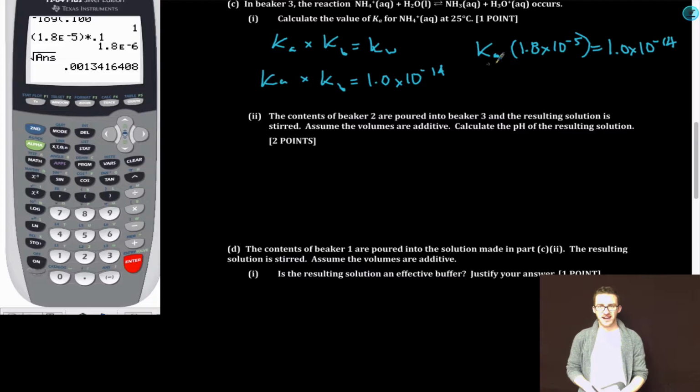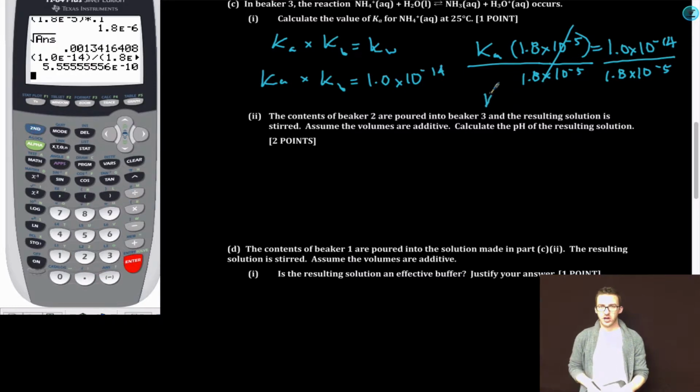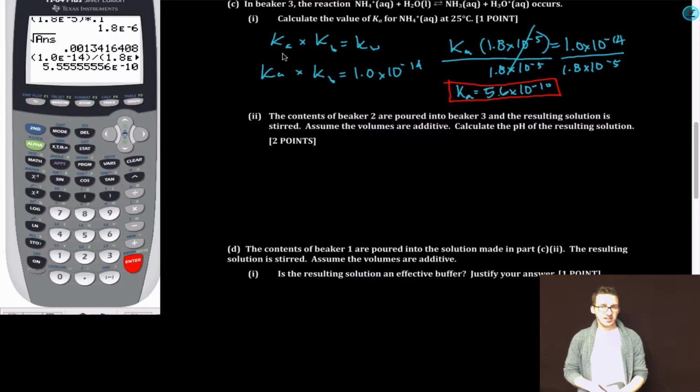Divide each side by our Kb. Jump to our calculator. Parentheses 1.0, second E, negative 14, close parentheses, divided by parentheses 1.8, second E, negative 5, close parentheses, answer. Ka equals 5.6 times 10 to the minus 10. This part is a common question that you want to be comfortable with. Many times we're moving at 1,000,000 miles an hour trying to work through these free response questions. Always think about your trusty formula chart to get you out of these sticky situations.